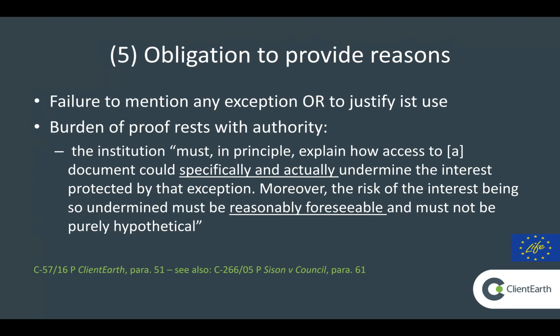First of all, the obligation to provide reasons. So, as I already mentioned, of course, if there's no reasons given whatsoever and the information is just refused, that's a failure to comply with the applicable legislation. But it may also just be that it's not sufficiently justified. It's not clear why a specific exception would apply in a specific case. And so the Court of Justice has made very clear in this regard that the burden of proof is with the authority that makes the refusal, and in particular that authority must explain how giving access to a document, to information, could specifically and actually undermine the interest that they're relying on. And the risk of that happening, the risk of that negative effect materializing, must be reasonably foreseeable and not purely hypothetical.